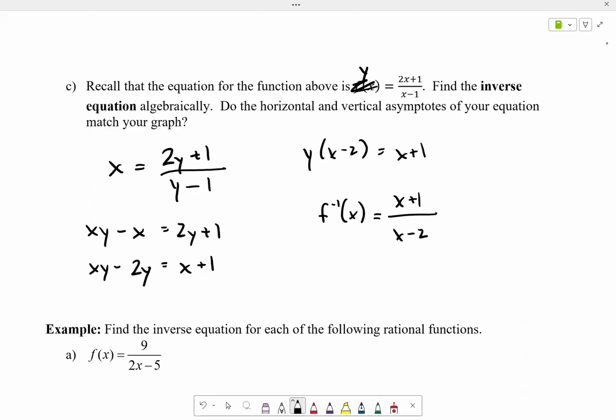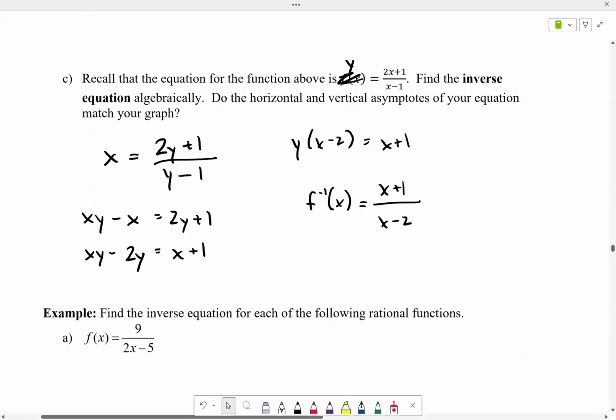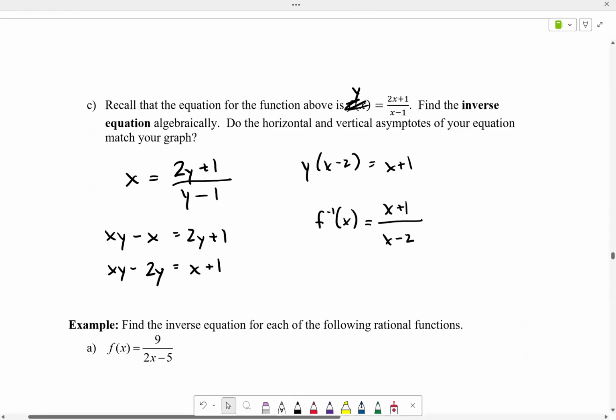Any questions? Would you please take a moment to just see why this makes sense compared to what we started with? Discuss with your neighbor, why does this make sense?